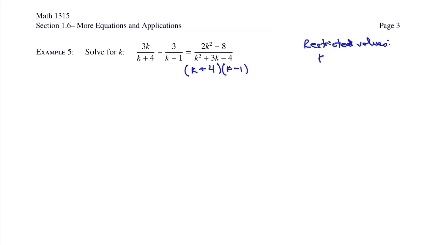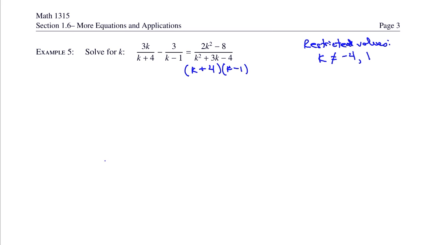If you set each denominator equal to 0 and solve, you'll get these restricted values. From the left one you get k equals negative 4, from the middle one you get k equals 1, and from the one on the right you just get negative 4 and 1 again. So we can't have k equal to negative 4 or 1.